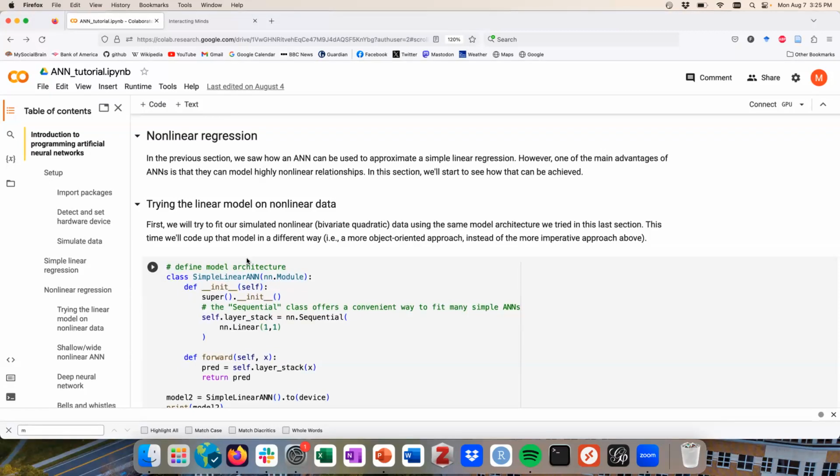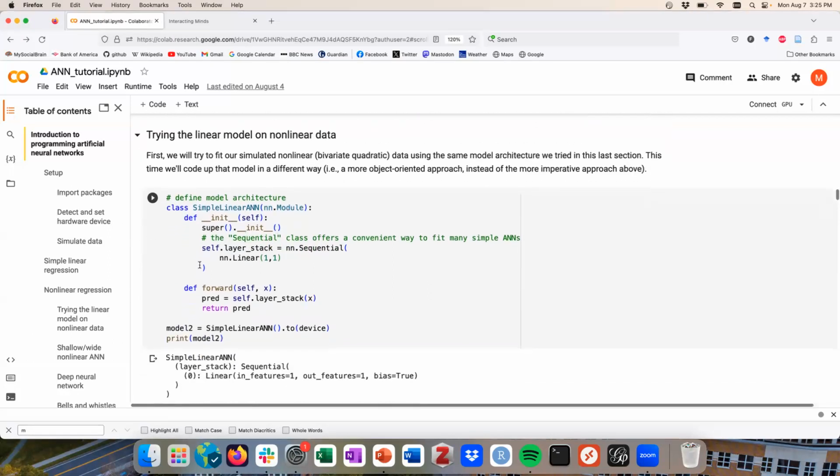Okay. So the nonlinear case, if you remember, we've simulated a quadratic relationship here. So it's a nice U shape. And the first thing we're going to try doing is just modeling that using the same linear model we used a second ago. And here I've formulated that same model kind of unnecessarily verbosely as like a class. So this is like the sort of more programmy way to do it.